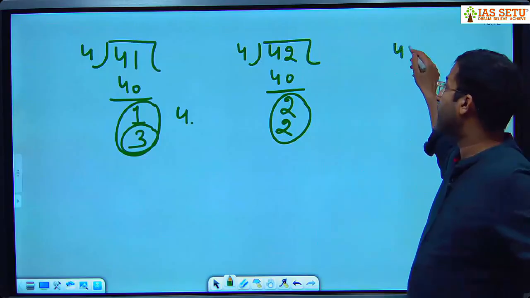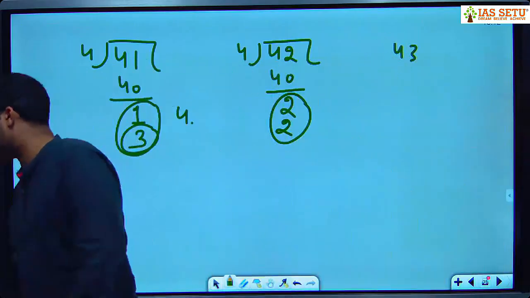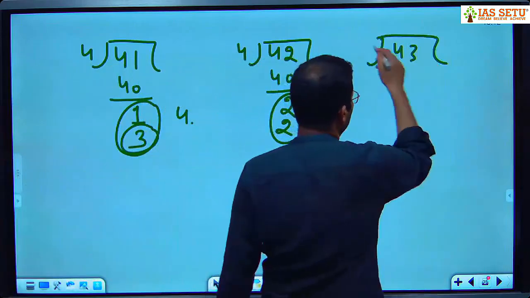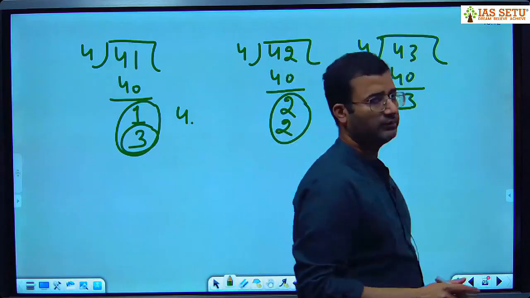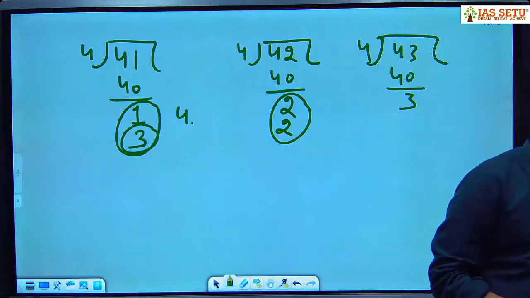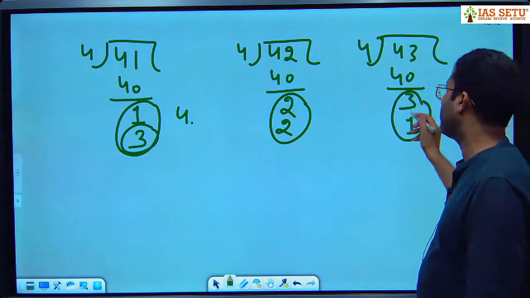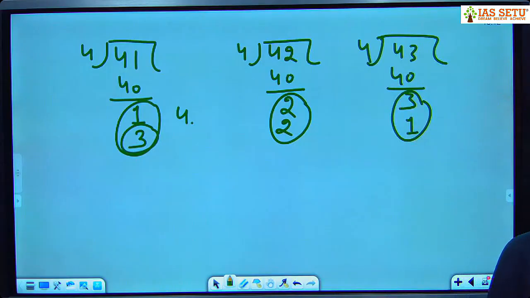Now here, next time, I take one more example. You have 43 chocolates with you and you are giving 4 chocolates per head. You have given 40, you have 3 extra. But according to me, you have 1 less. 3 plus 1 becomes 4 and you can give these 4 chocolates to someone. So you see the negative remainder side. I tell you what is this concept. Try to learn. Very, very important.